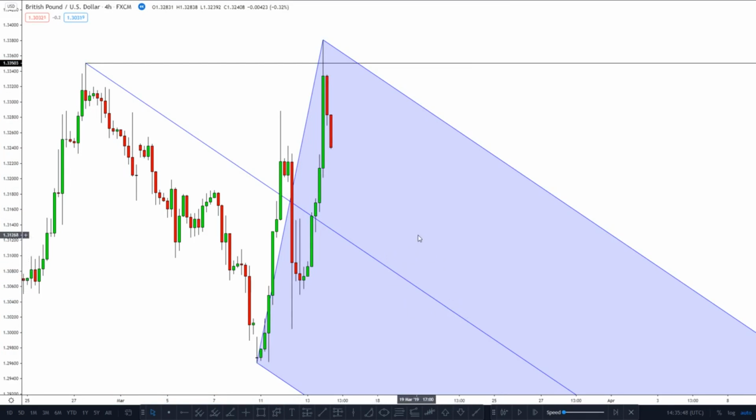Remember that this will only work if you have the correct market context. You cannot simply start placing pitchforks randomly on the chart and expect them to work perfectly. So let's advance price to see what happens.